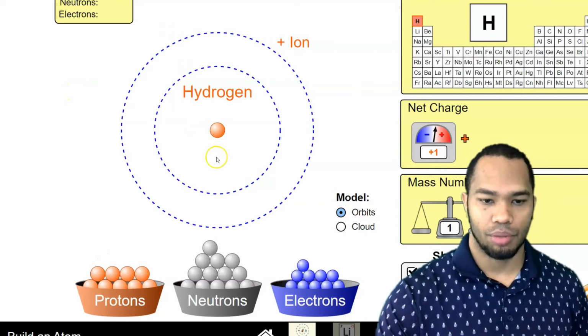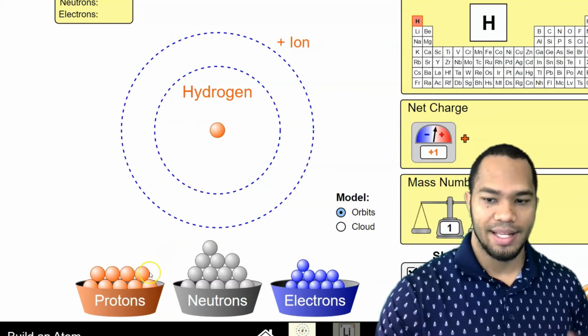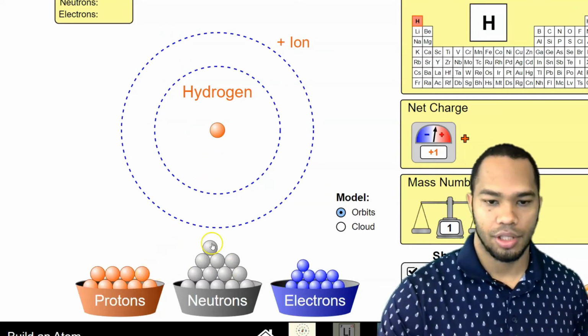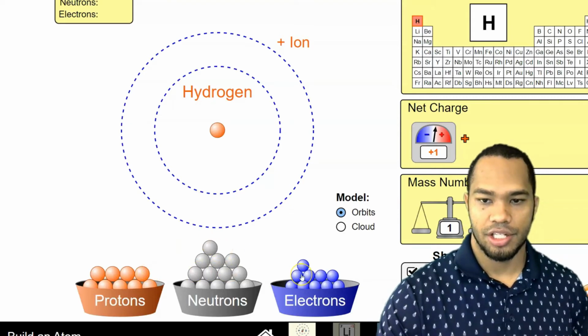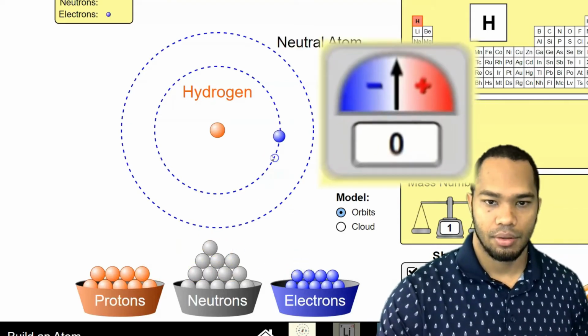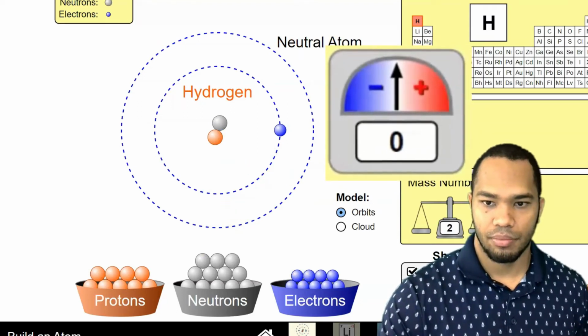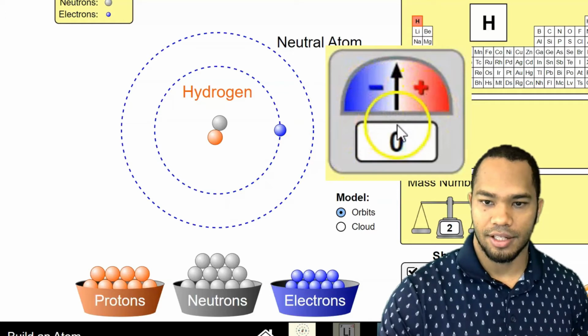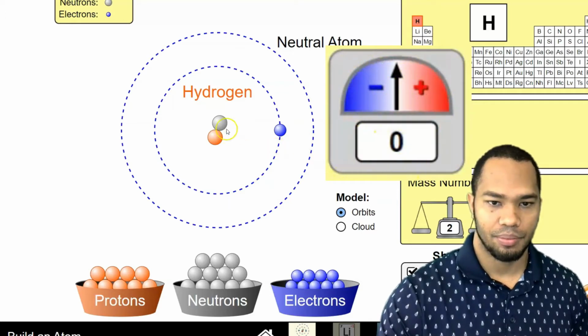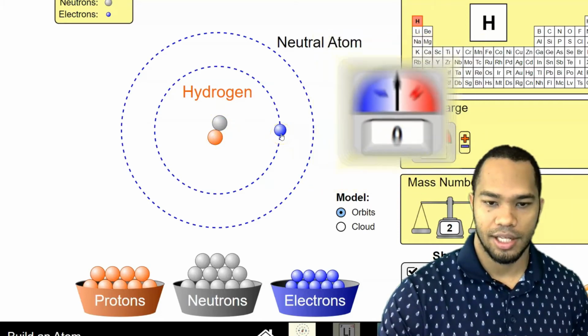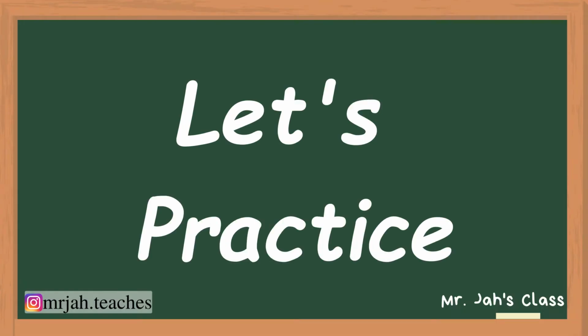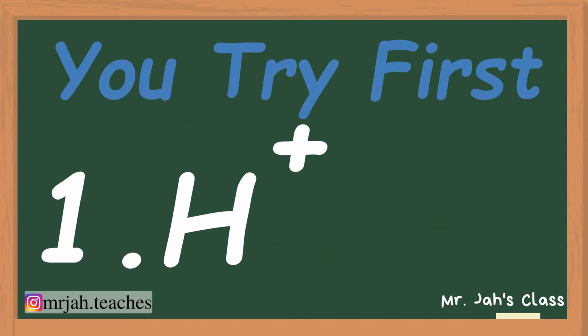Remember that this is a Bohr model, and when we add subatomic particles to the atom, it changes certain things. So for instance, an atom of hydrogen, we see that the net charge is 0 because we have one proton and one electron. All right, so let's build some ions. Let's build number 1, a hydrogen plus ion.